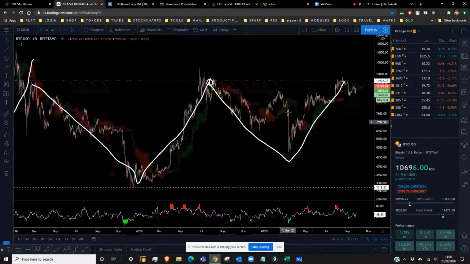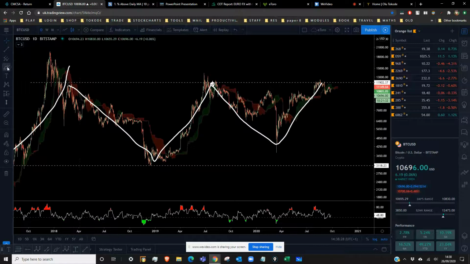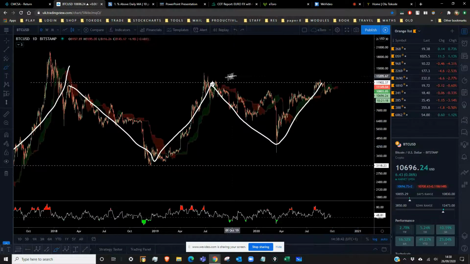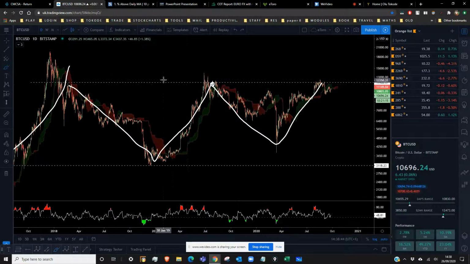So what do I see here? It's possible that there's going to be another downtrend before we get the next uptrend. That's one expectation to have. It's also possible that this could be where Bitcoin breaks out of this range. So it's difficult to tell.